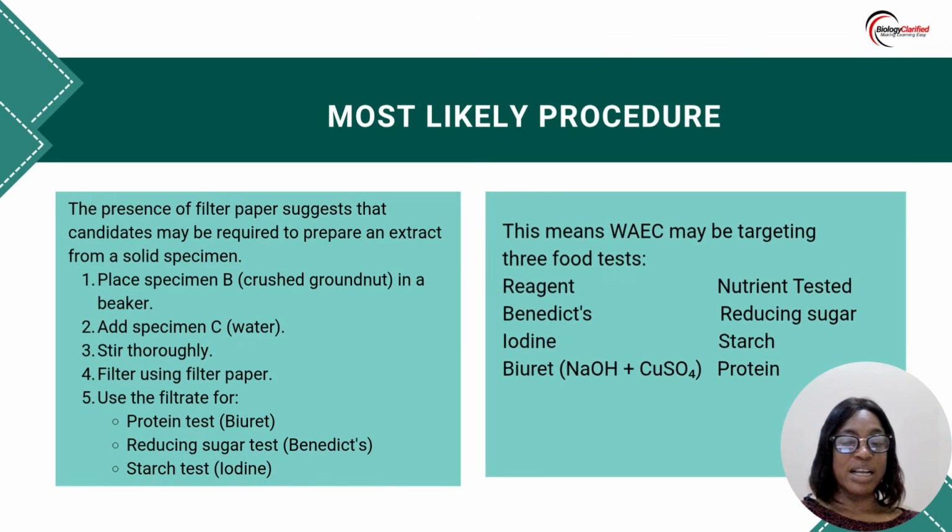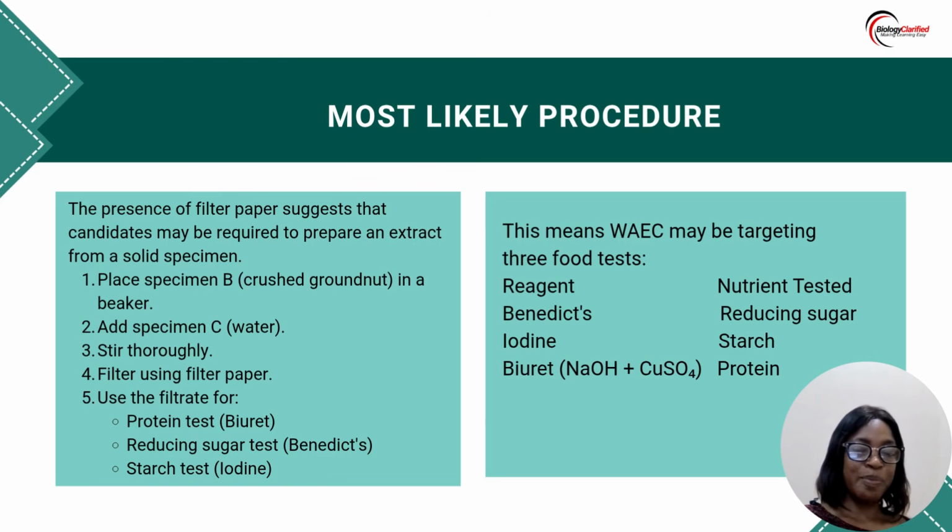So I decided to talk about the most likely procedure that will be required in this practical. The presence of filter paper suggests that candidates may be required to prepare an extract from a small solid specimen. One, place specimen B, crushed granite, in a beaker, add specimen C, water, and stir thoroughly. Filter using filter paper. They could say use the filtrate for the protein test, biuret test, reducing sugar, that's Benedict's test, and starch using iodine.